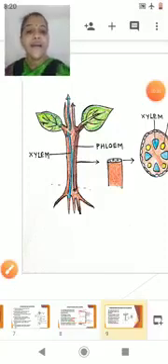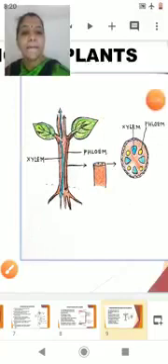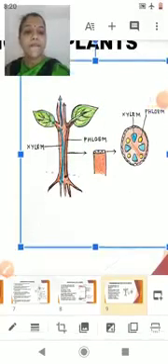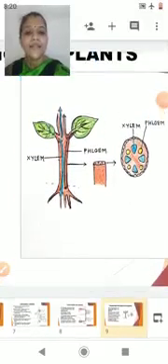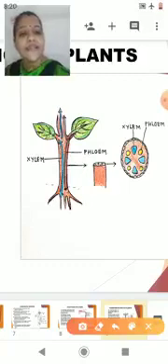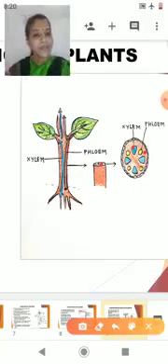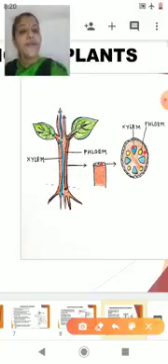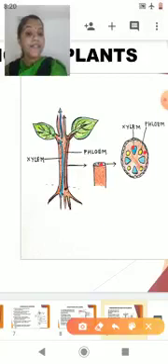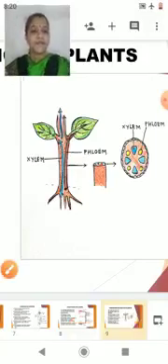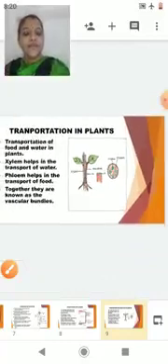Now, when I cut a stem, I get a structure like this. Can you see? This is the xylem and this is the phloem. This is a cut part of a stem, so you get a structure like this, xylem and phloem. Can you see both of them are lying adjacent to each other, side by side? Okay. Now let's go to the next slide.